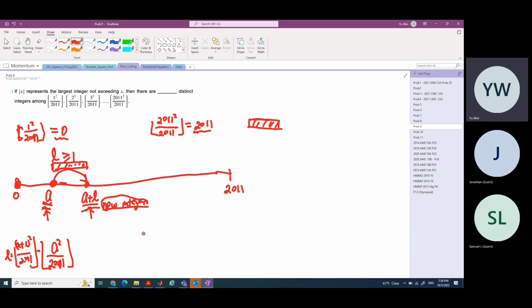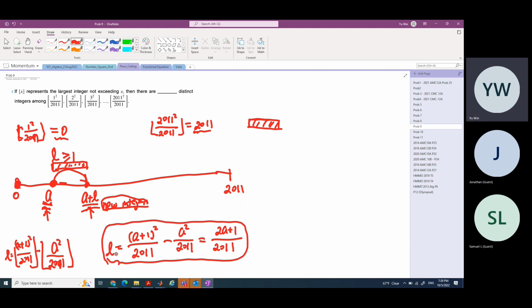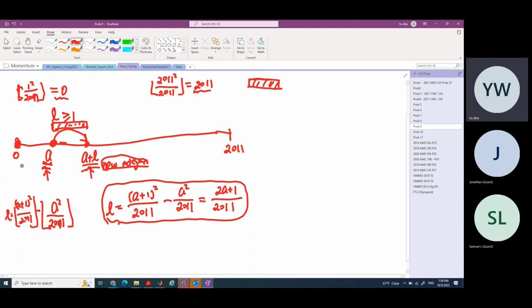So now you can see, let's calculate the difference, right? Let's calculate the L. Let's just take out the floor function, okay? So (a plus 1) squared over 2011 minus a squared over 2011 equals (2a plus 1) over 2011, right? So this is the length from the first number to the next number. Our critical point is we want to see at which condition, at which point, we start to get a new integer every time, right?